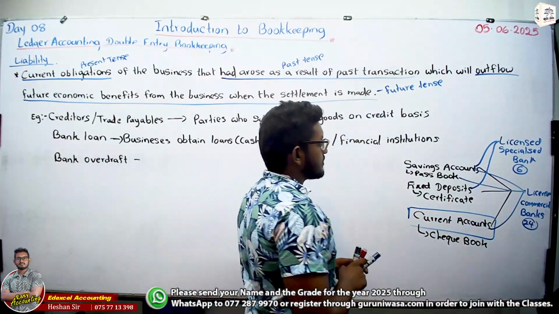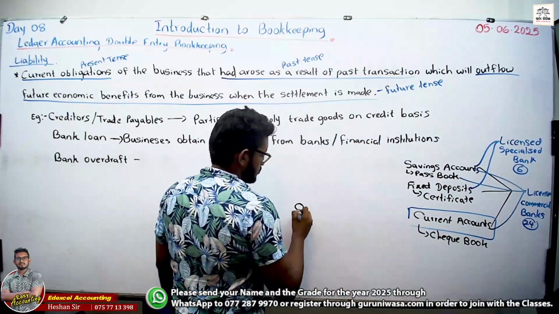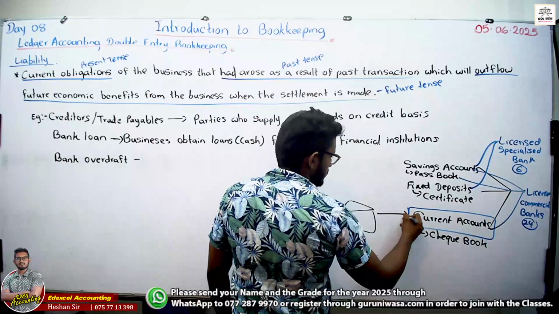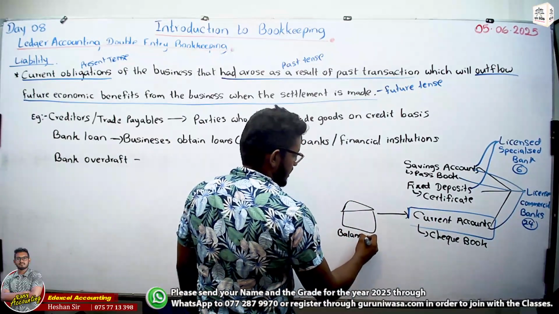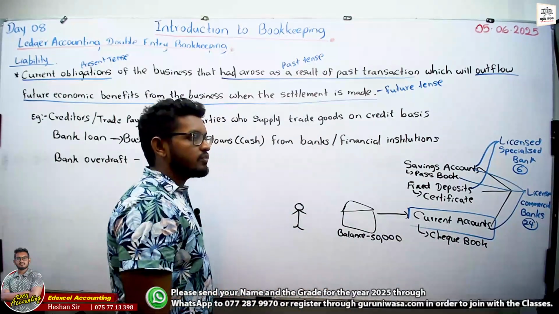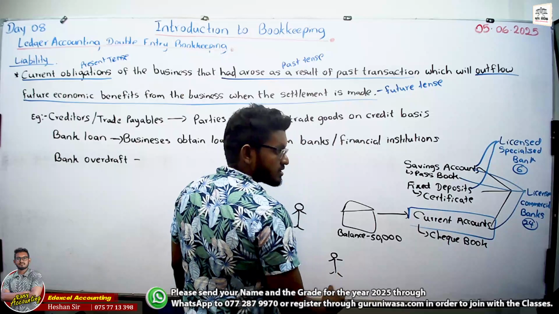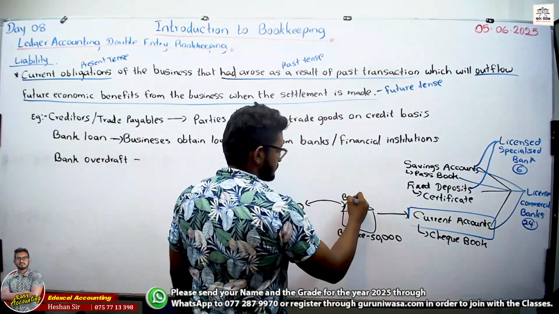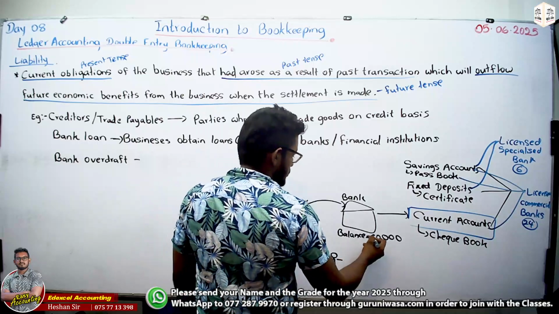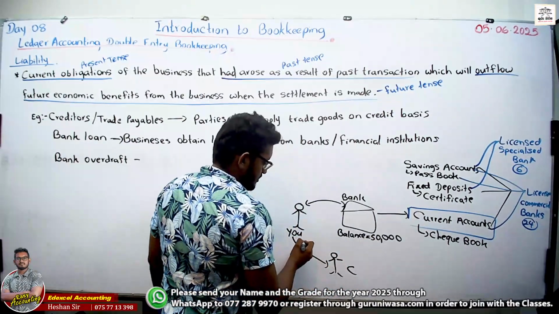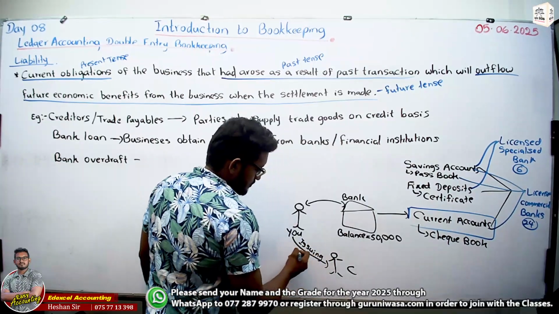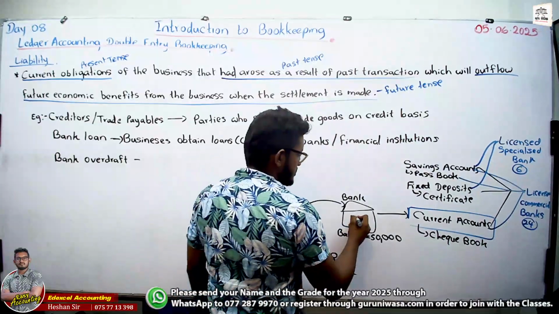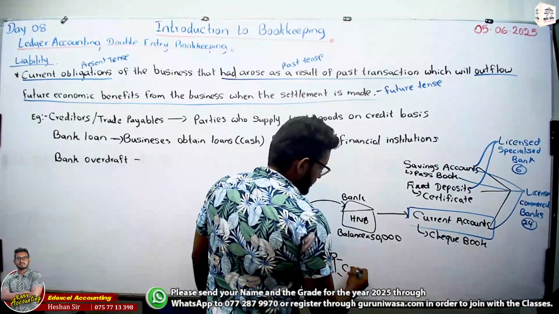Now what is the bank overdraft? Now think, this is you, this is your bank, right? Think you are maintaining a current account in the bank. Your balance is 50,000. How much is your balance? 50,000. Without knowing that, you issued a check to this person. See, this is you. You maintain a current account in this bank, right? So without knowing your balance, you issued, this is C, a 70,000 rupee check to this person. Think your bank is HNB bank. C's bank is, think, BOC bank.